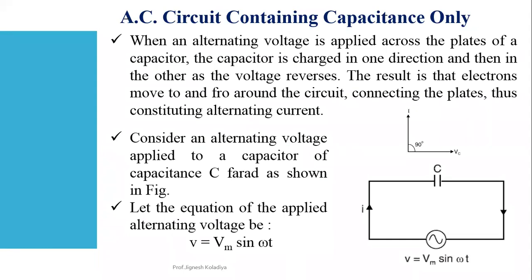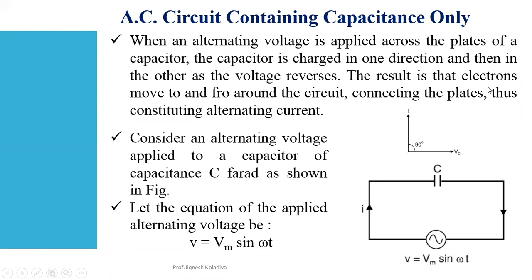So now I'm removing the inductance and connecting the capacitance into the circuit, and again applying the AC supply, V is equal to Vm sine omega t. When alternating voltage is applied across the plates of a capacitor, the capacitor is charged in one direction and then in the other, right? Because the capacitor stores energy in electrical form. The inductor also stores energy, but in magnetic form.